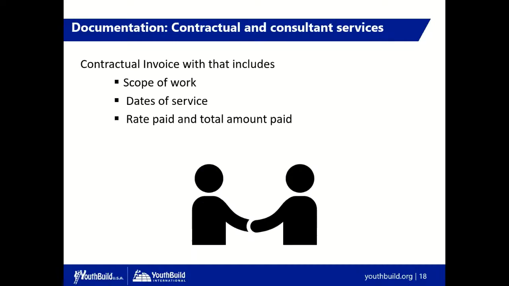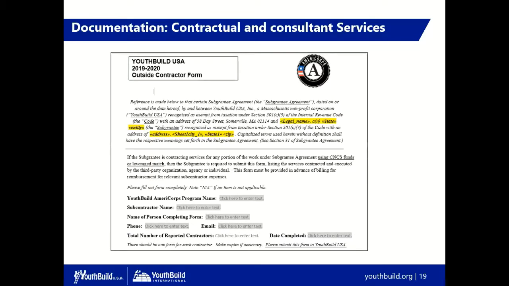The other section on your AmeriCorps reimbursement request is contractual and consultant services. For this, we request an invoice that shows the cost of the work, the dates of service, the rate paid, and the total amount paid. We actually have a template to help programs outline what we need when you have an outside contractor. If you have your own template, you are welcome to use it, but this form is also available in our Dropbox if you need it.